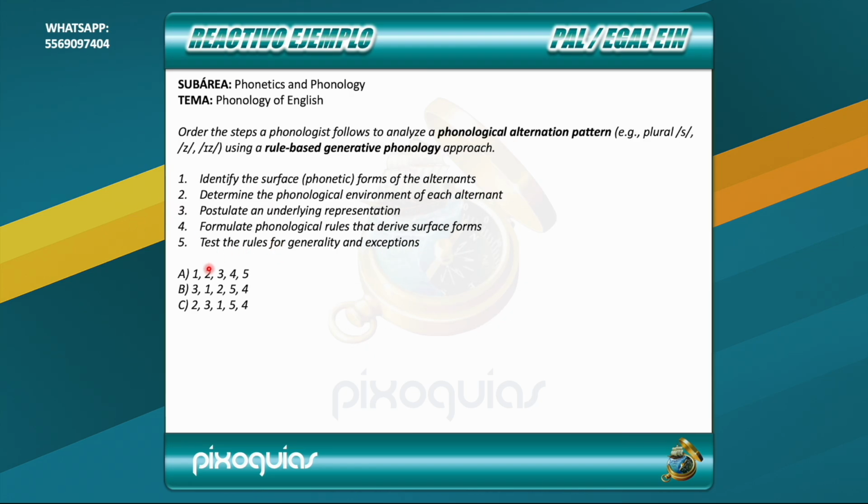Let's check it out. 1. Identify the surface phonetic forms of the alternants. 2. Determine the phonological environment of each alternant. 3. Postulate an underlying representation. 4. Formulate phonological rules that derive the surface forms. And 5. Test the rules for generality and exceptions.